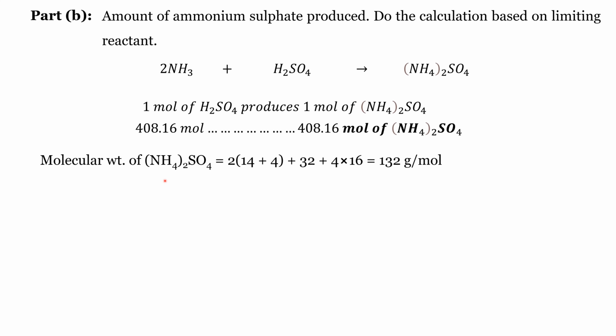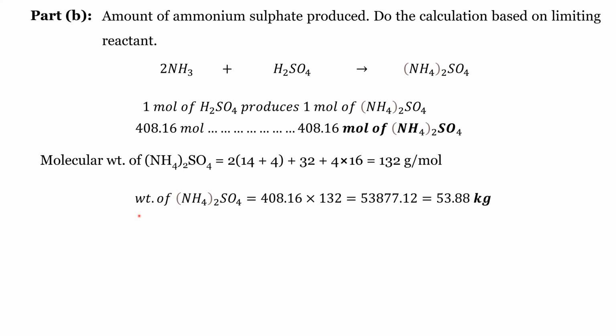Now we can write the molecular weight of ammonium sulfate. It will come out as 132 gram per mole. So we can write weight of ammonium sulfate will be equal to moles of ammonium sulfate into its molecular weight, and after converting this gram to kg, it will become equal to 53.88 kg.